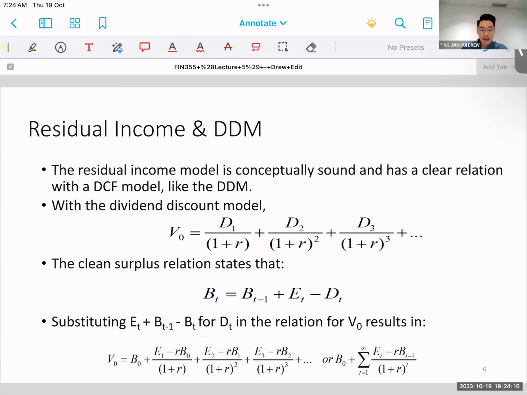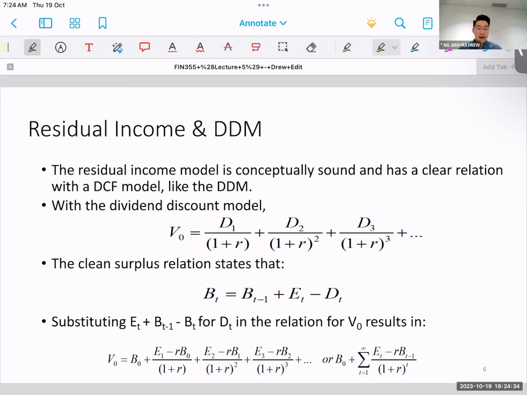So in this case, given that the residual income is quite similar to FCFE because we are focusing on equity holders, we can actually do a proof. I want to highlight at this point that this proof you do not need to memorize, it's just for understanding, right?